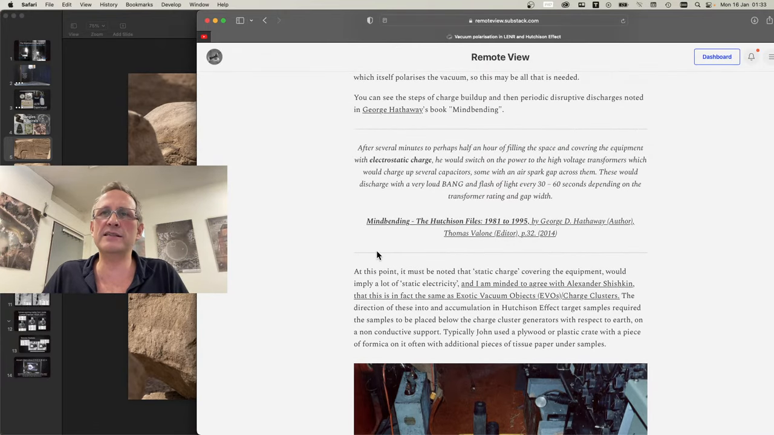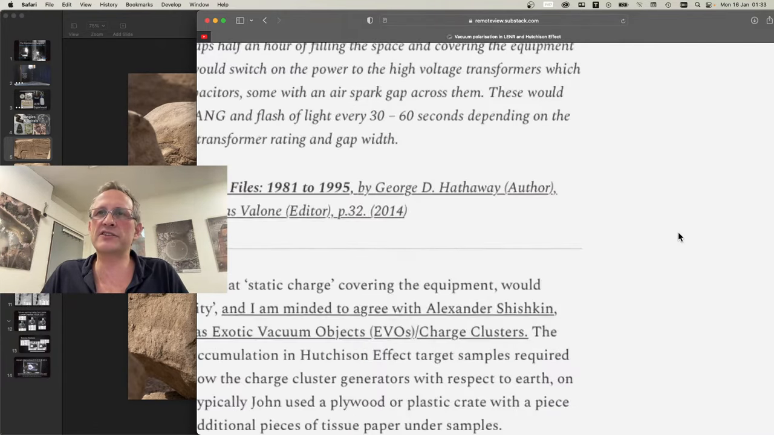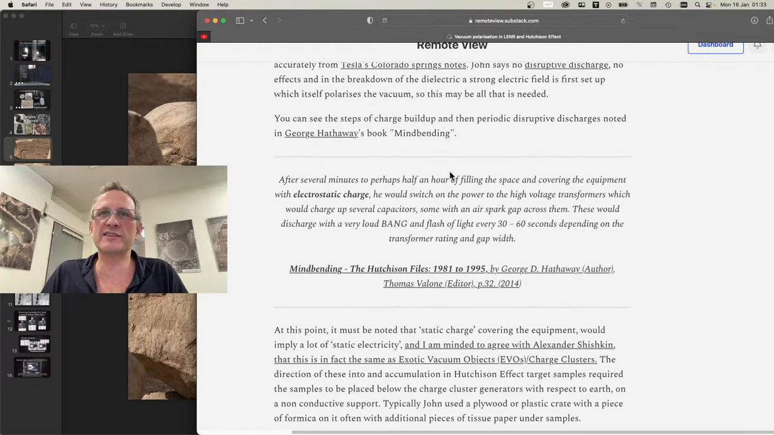And in Mind-Bending, George Hathaway is saying it took 6 to 8 hours once the samples had been completely bathed and loaded with electrostatic charge. It took 6 to 8 hours with these bangs going on, John adjusting the knobs to get the effects. The simpler effects are the ones recorded by Shakhparonov, but the more complex effects of actually metal samples falling apart took the 6 to 8 hours to occur.